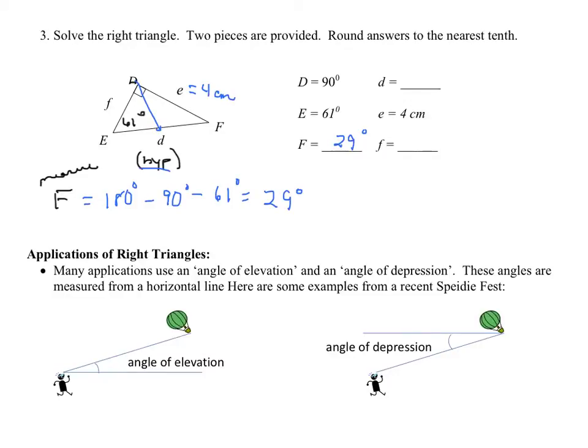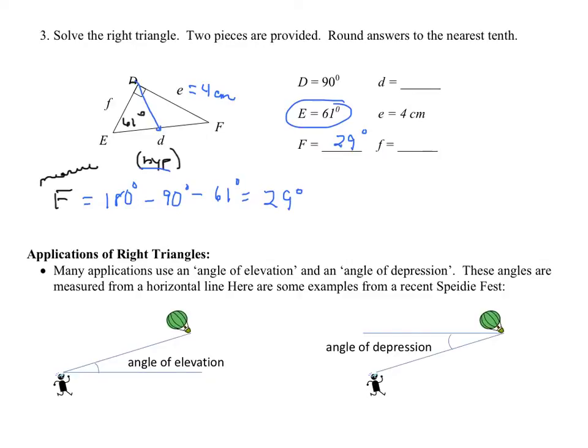So we have to calculate the other two sides. And luckily for us, we know trig, right? So we're going to use the 61. We can use the 29 as well because they're nice and exact. There's no rounding involved. But the minute you round an angle, I would not use that rounded angle to get another result, okay? Because then you can get round-off error.